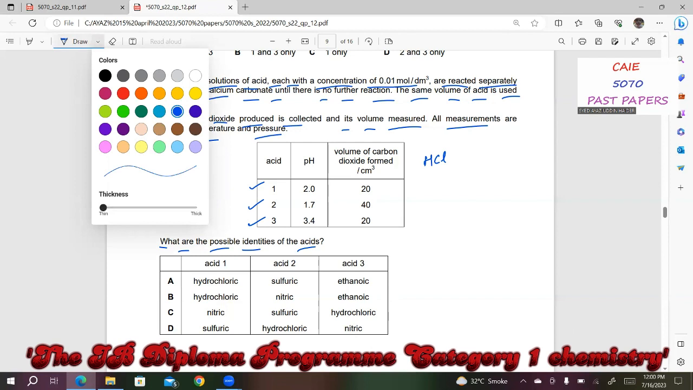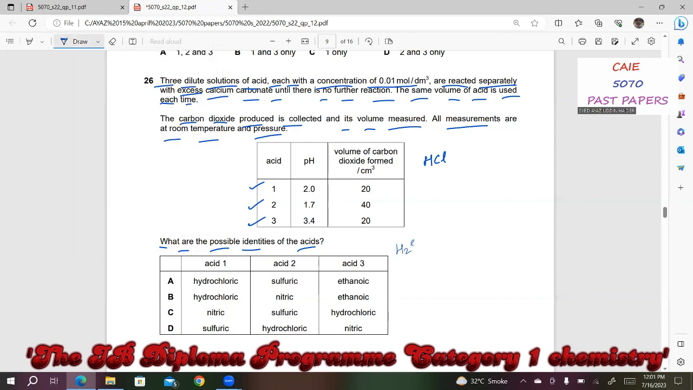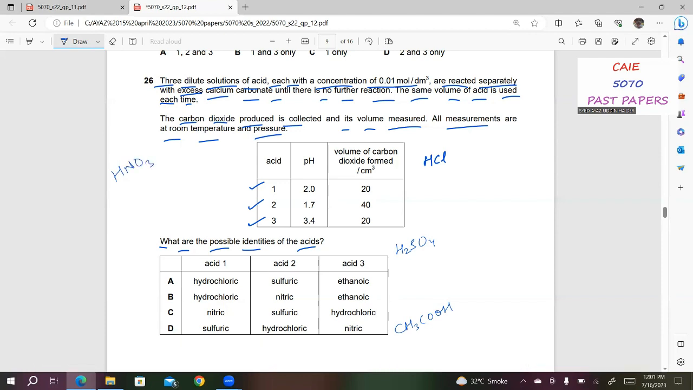We have sulfuric acid, H2SO4. We have ethanoic acid, CH3COOH. And we have nitric acid, which is HNO3. We have 4 different acids.